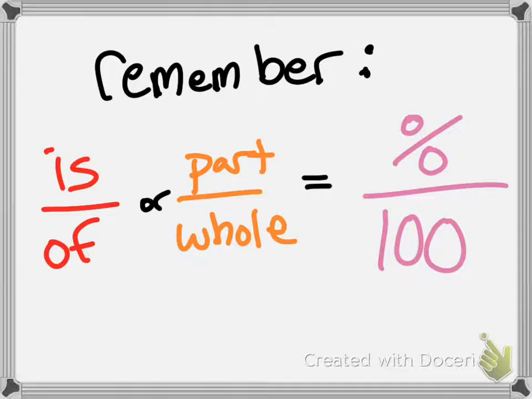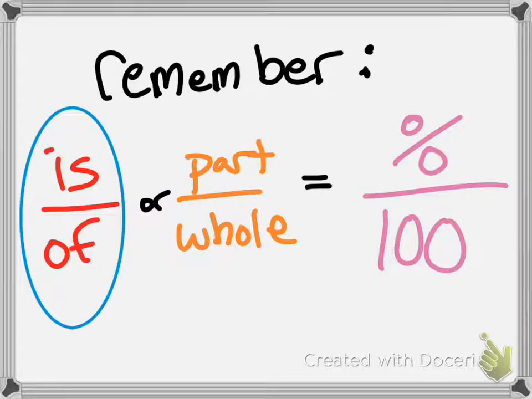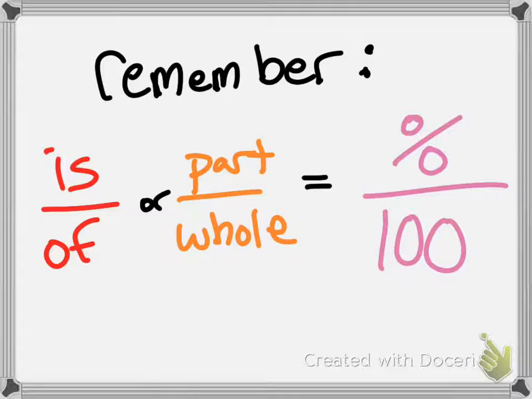I will tell you the best way that we're going to do it, and I'm going to have to teach you the key words: is over of. That's what you're going to be using a lot in future math. They mean the same thing, but you might not always be able to identify the part and the whole. And I'm going to show you why, okay?